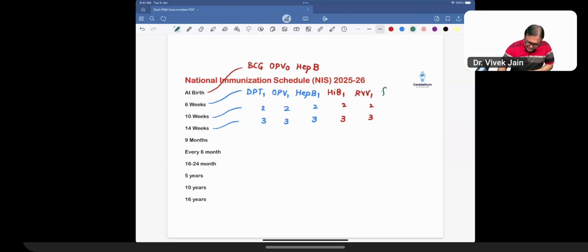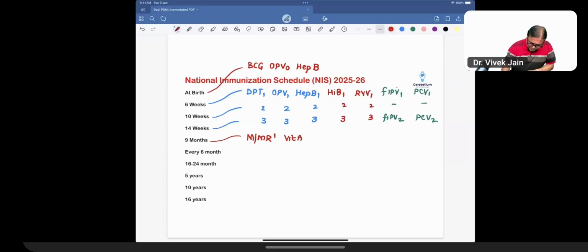Yes, fractionated IPV. We give 2 doses only at 6 and 14 weeks. And similarly, pneumococcal conjugate vaccine also, only 2 doses at 6 and 14. 10th week doses not given. At 9th month, we give measles or MR first dose, and we give vitamin A.